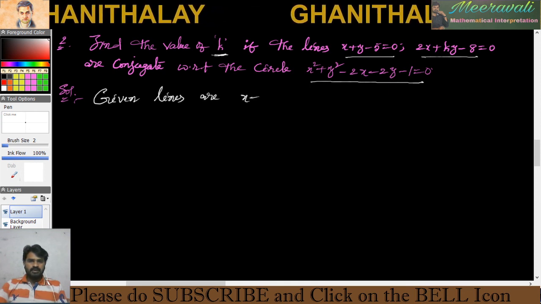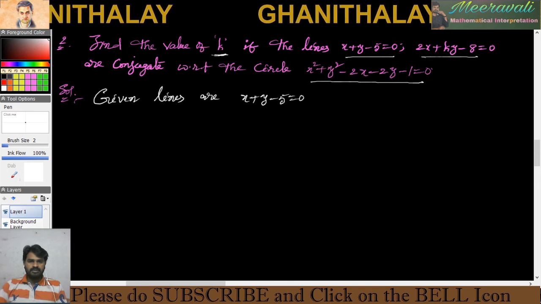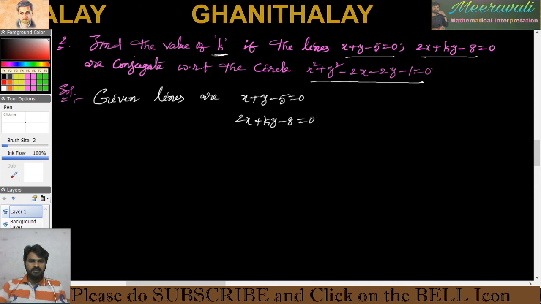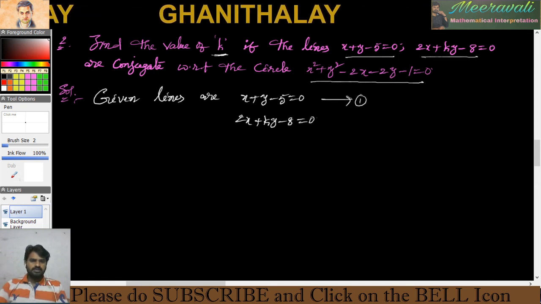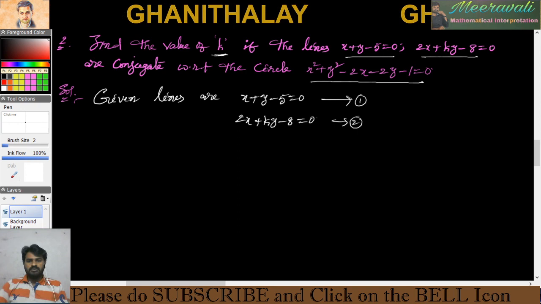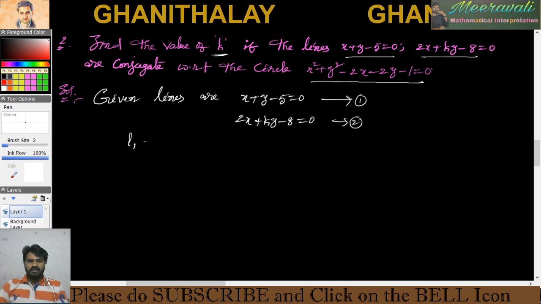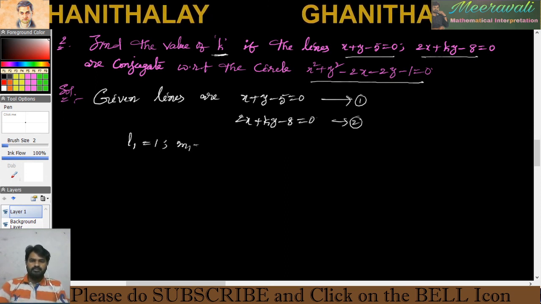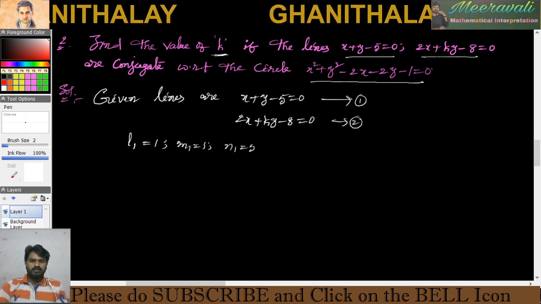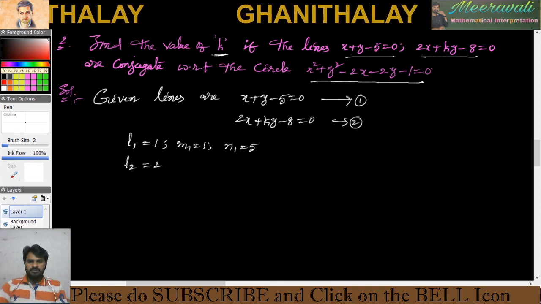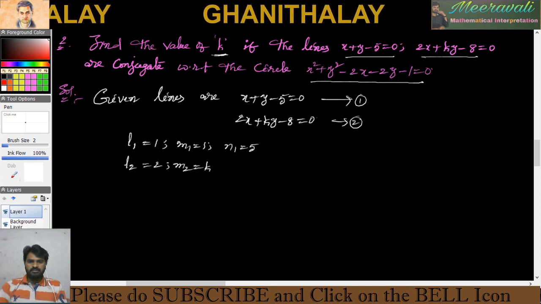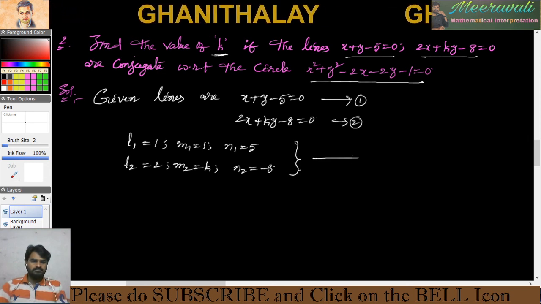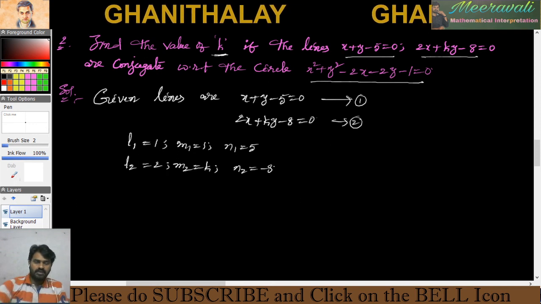Given lines are x plus y minus 5 is equal to 0, 2x plus ky minus 8 is equal to 0. So this is equation 1, this is equation 2. If you want to write, then write L1 is equal to 1, M1 is equal to 1, N1 is equal to minus 5. Next, L2 is equal to 2, M2 is equal to k, N2 is equal to minus 8. So they are L1, M1, N1.